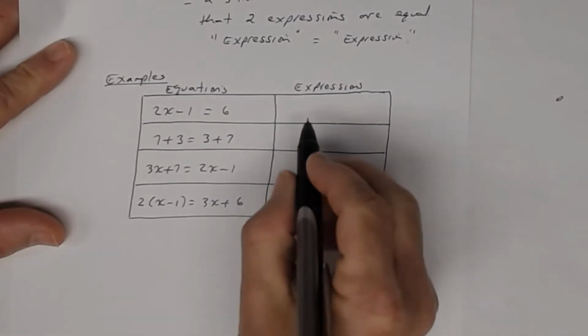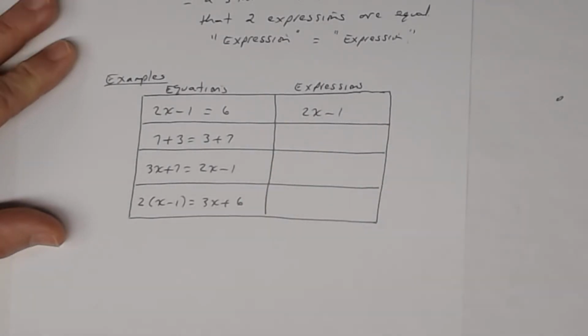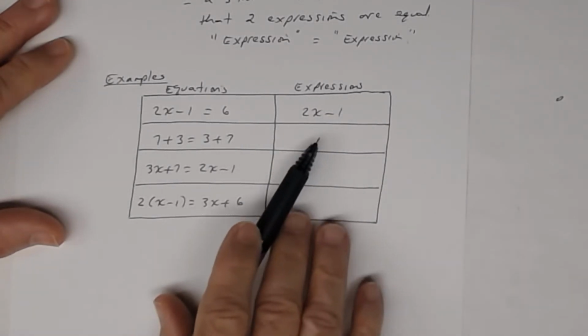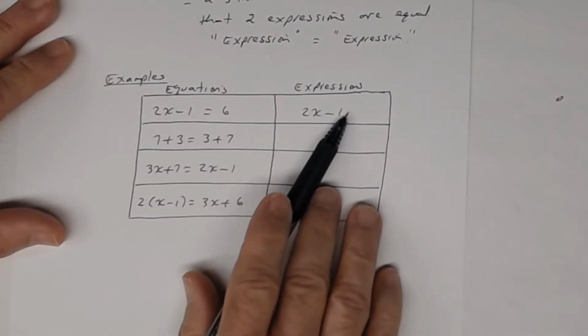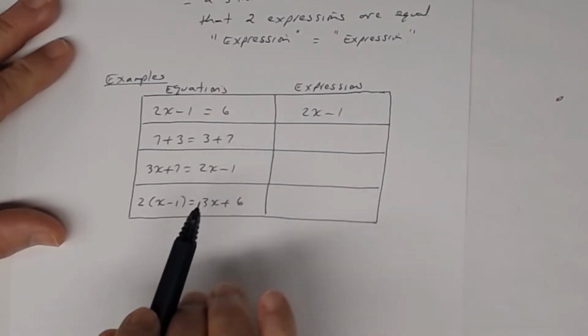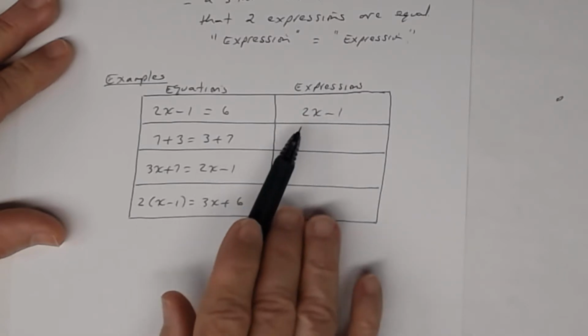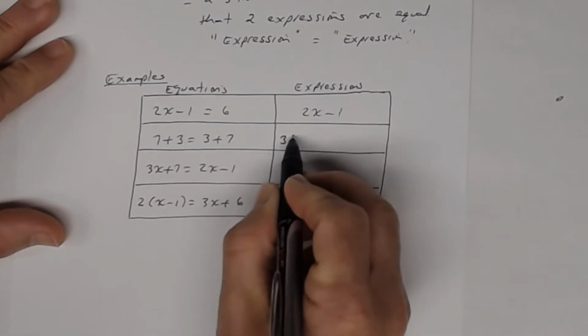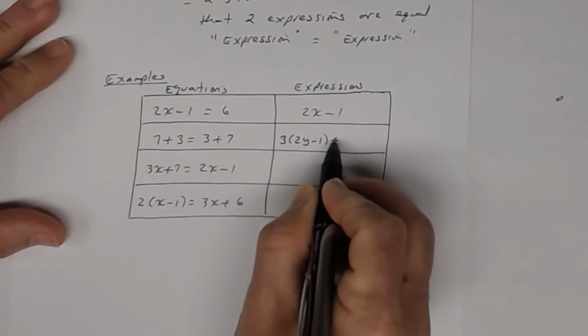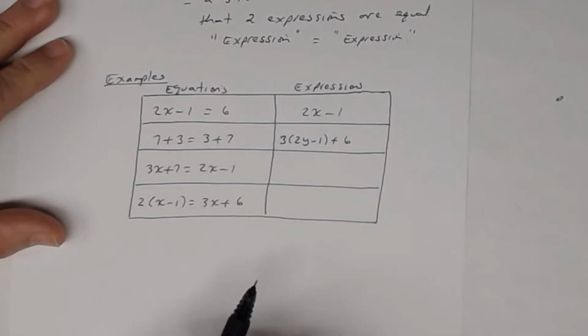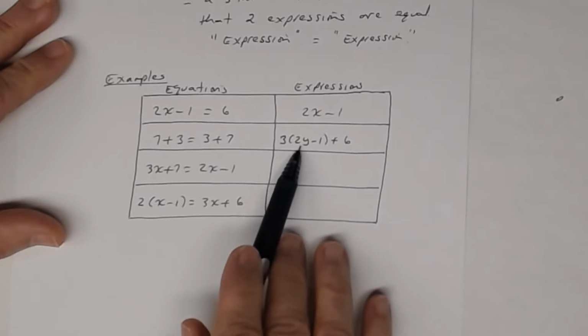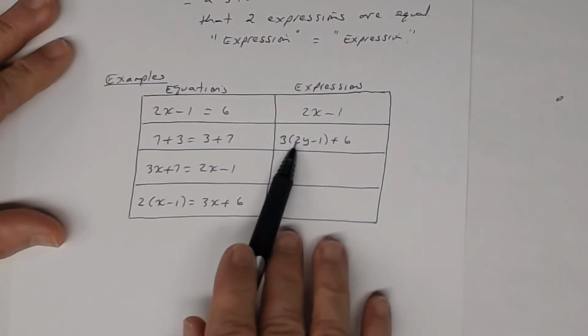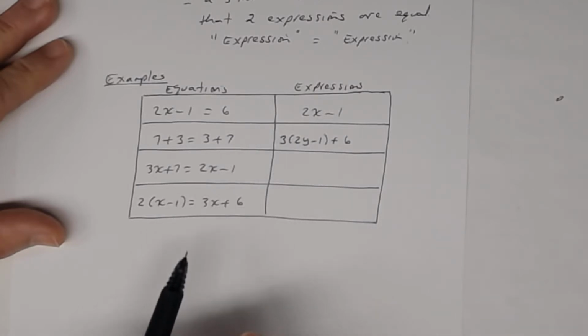For expressions, it looks like this, 2x minus 1, right? So that's an example of an expression. You don't see any equal sign. All right, so by itself, that's just an expression. So don't call this an equation. It's just an expression. And then you have something like 3 times (2y minus 1) plus 6. That's another example of an expression. Notice that in this particular case, at some point, you would have to get rid of the parentheses, and we're going to talk about how to do that as well.